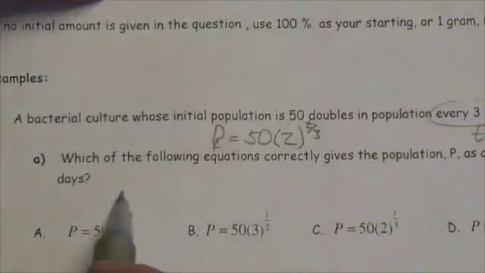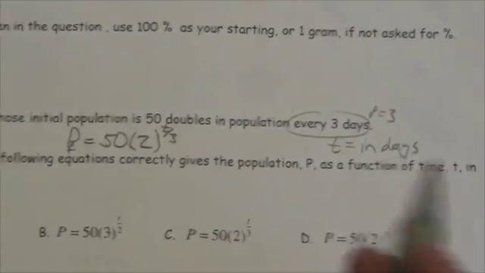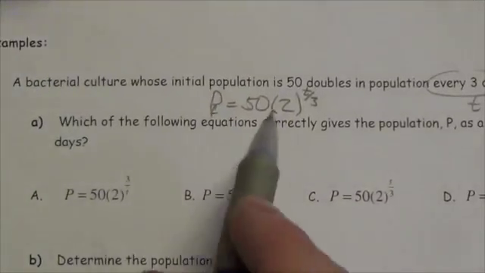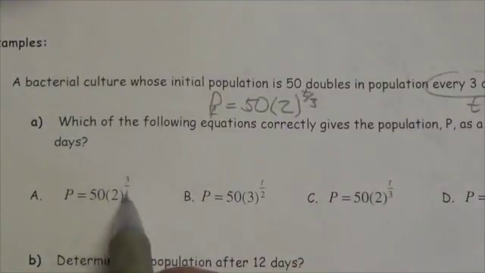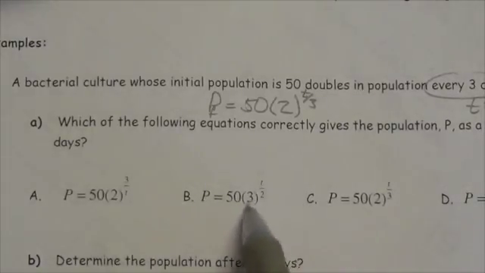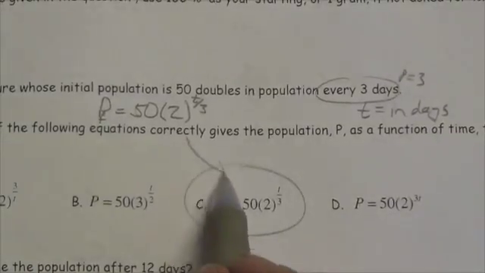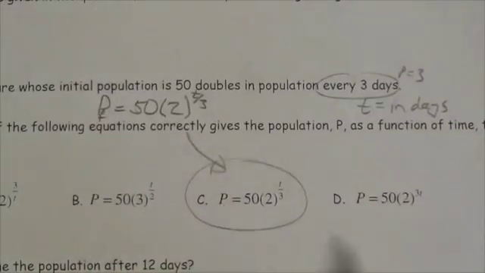Now, let's take a quick look here. Which of the following equations correctly gives the population p as a function of time? Oh, well, we just did that. Okay, so let's take a look here. 2 to the 3 over t. No, that's wrong. I need the reciprocal of that. Okay, they switched this one. This would be tripling. Yeah, here's the one. That's the one that I just came up with. Okay, so this is the one that I'm looking for.